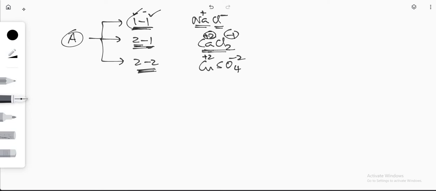For a 1,1 type electrolyte, we get one value for A. For a 2,1 type electrolyte, we get another value for A. And remember, student, whether it is NaCl or KCl or cesium bromide, whatever it is, all of these are 1,1 electrolytes. For all 1,1 electrolytes, A is a constant. For all 2,1 electrolytes, A is a constant. For all 2,2 electrolytes, A is a constant. Is this clear? Any doubt?